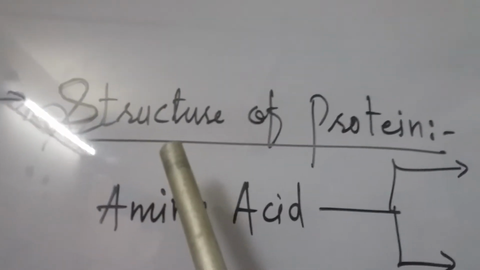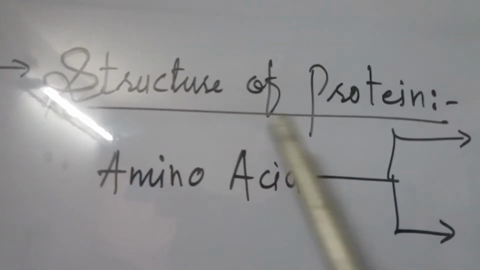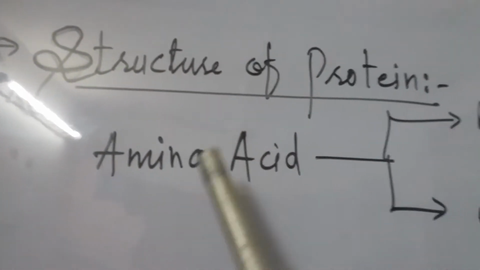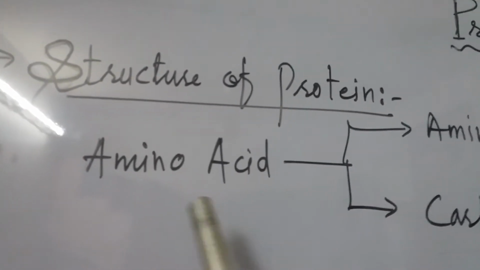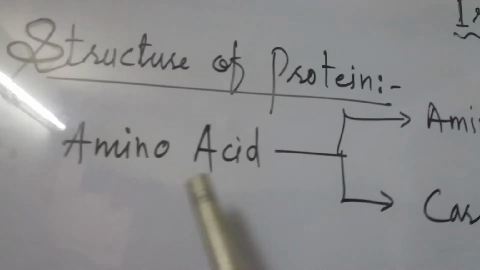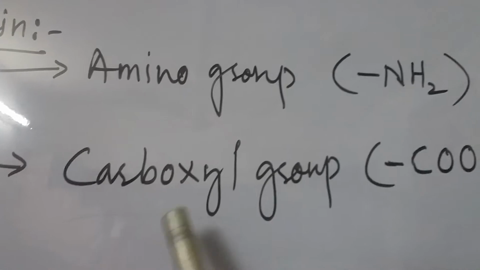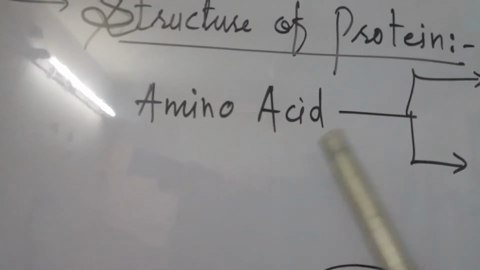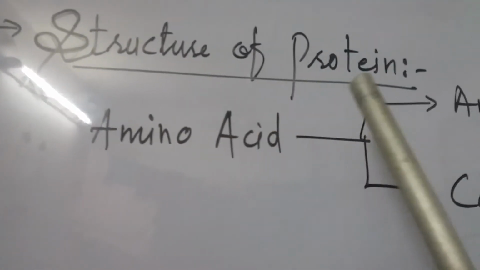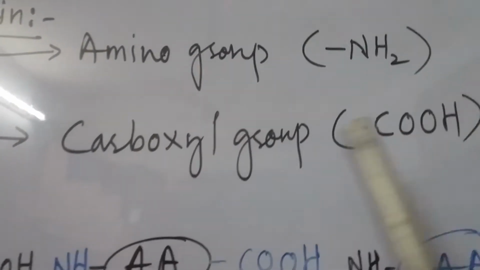Now we'll see the general structure of the protein. What is there in the structure of the protein? As you know, the protein is a long polymer chain of amino acids. So an amino acid consists of two groups, the amino group, NH2, and the carboxyl group, COOH. These two groups you will see in the amino acid, and amino acids in a chain is nothing but a chain of protein.